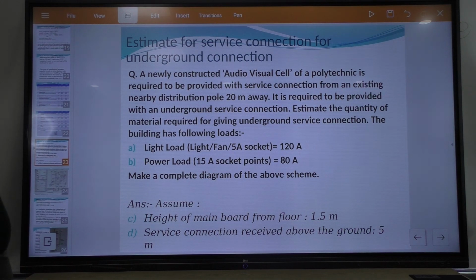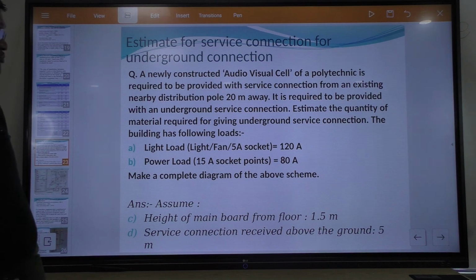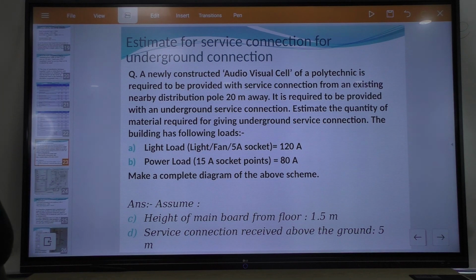The building has the following loads. Light loads: lights, fans, 5 ampere sockets, 120 ampere total rating. Power load: 15 ampere socket points, 80 ampere. So we have to make an estimate.